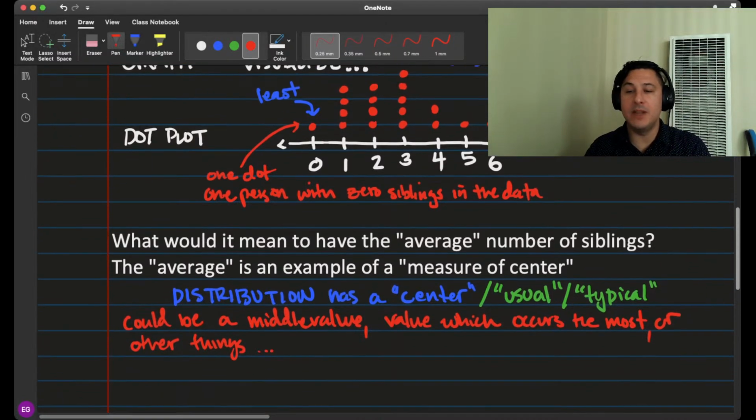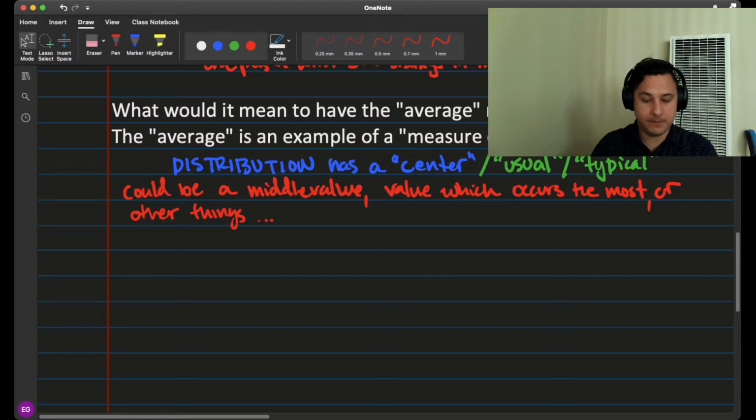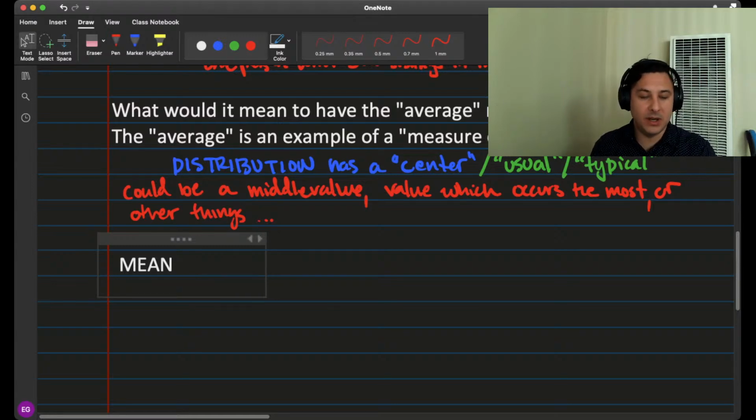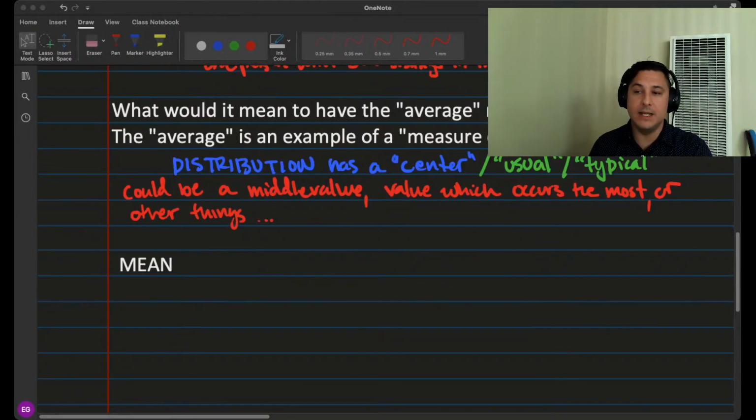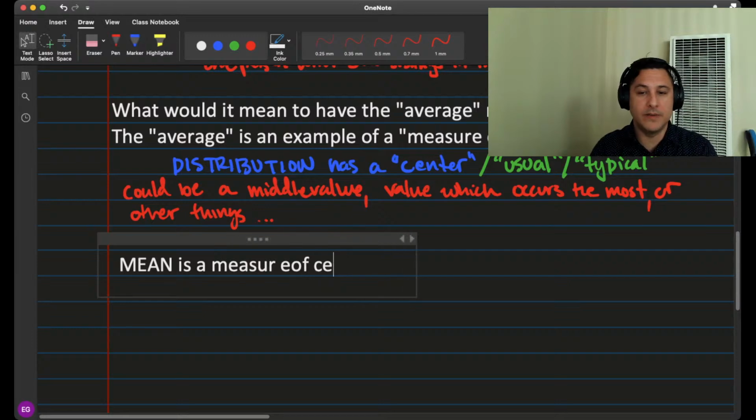So a very common measure of center is what is called the mean. Sometimes people call this the average, but there are many different types of averages. The mean is a particular example of one sort of average. So the mean is a measure of center. It's a way to tell you what's typical for a distribution.